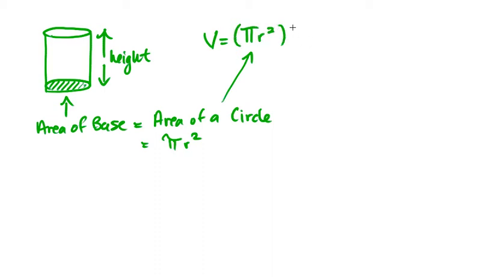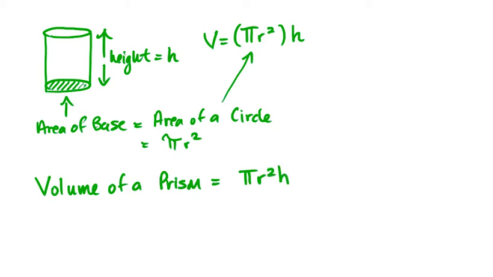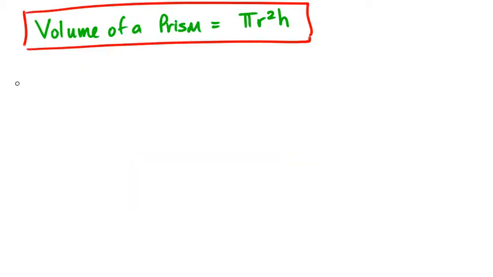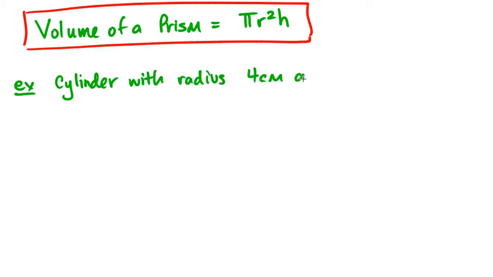And then I have to multiply that by the height, which we'll call the letter h. So the formula for the volume of a cylinder equals pi r squared h. Let's keep that formula on the top of the screen and do an example or two. So, first example, a cylinder has a radius of 4 centimeters and a height of 10 centimeters. Find the volume.